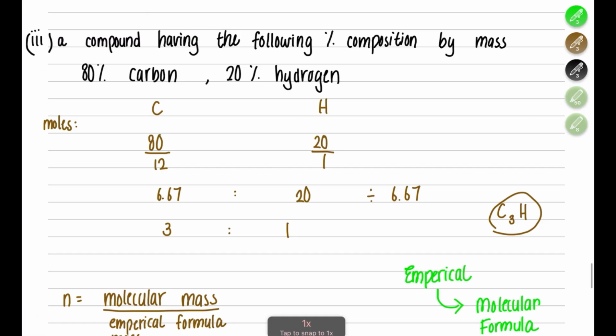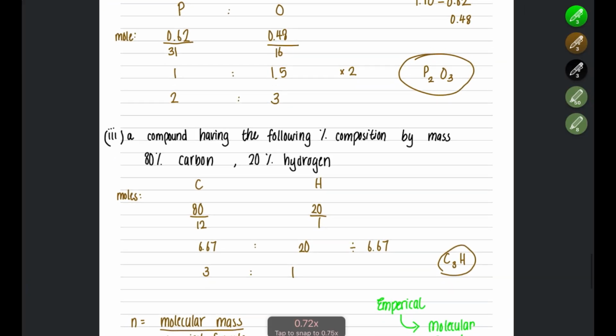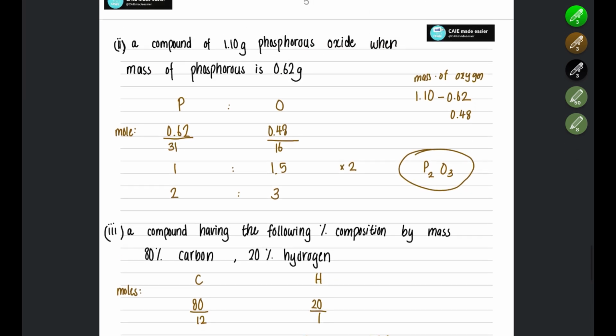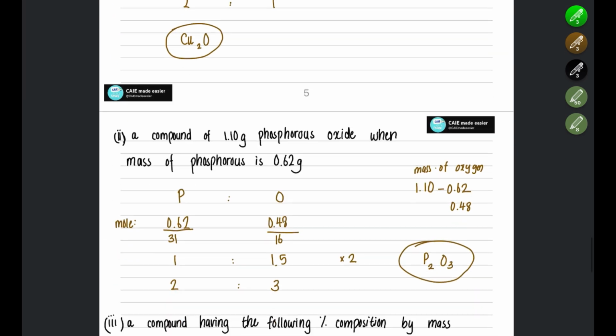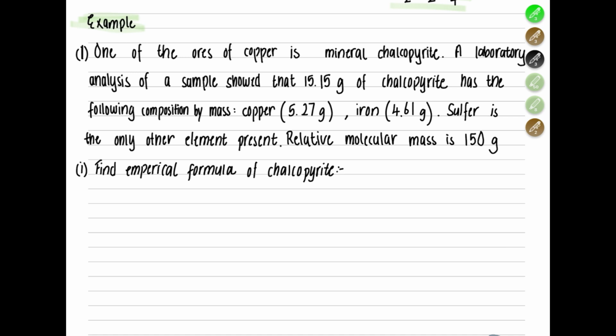So going up, we calculated these empirical formulas. If we knew the molecular masses, we could have calculated the molecular formulas as well. Alright, so now I have a practice question. One of the ores of copper is the mineral chalcopyrite. A laboratory analysis of a sample showed that 15.15 grams of chalcopyrite has the following composition by mass: copper 5.27 grams, iron 4.61 grams, and sulfur is the only other element present. Relative molecular mass is 150 grams. Find the empirical formula of chalcopyrite.